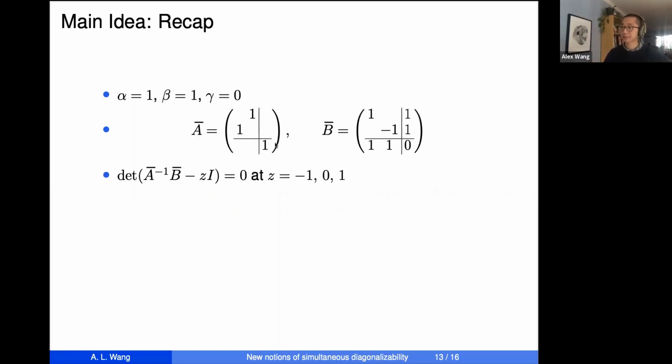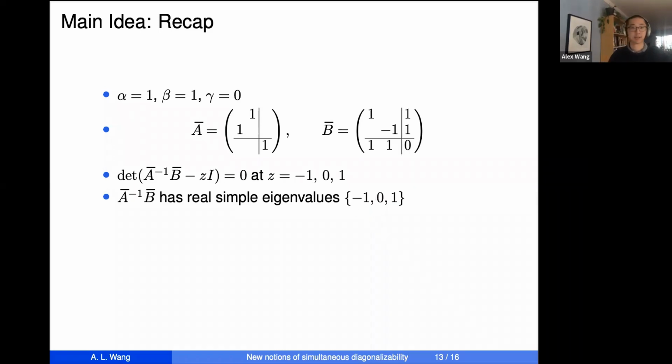I now have these lifted matrices bar A and bar B, such that the characteristic polynomial of bar A inverse bar B evaluates to 0 at each of -1, 0, and 1, which is to say that bar A inverse bar B has the eigenvalues -1, 0, and 1, which by construction are both real and simple. Okay, and then, just applying the theorem from folklore, we have that bar A and bar B are an SDC pair.